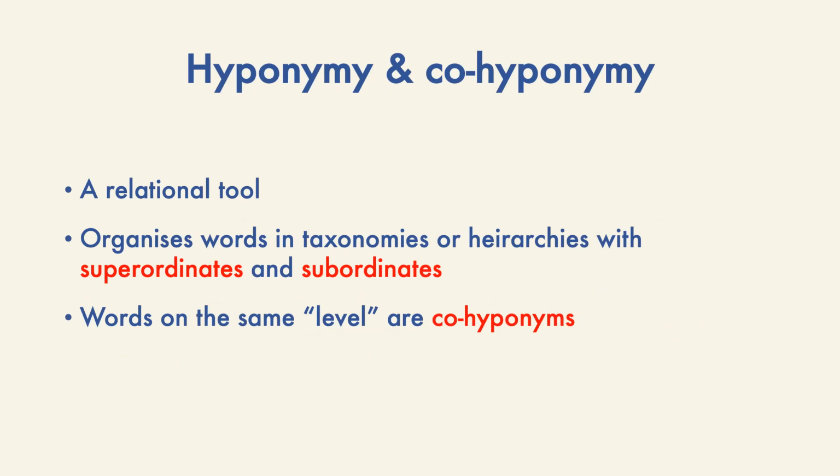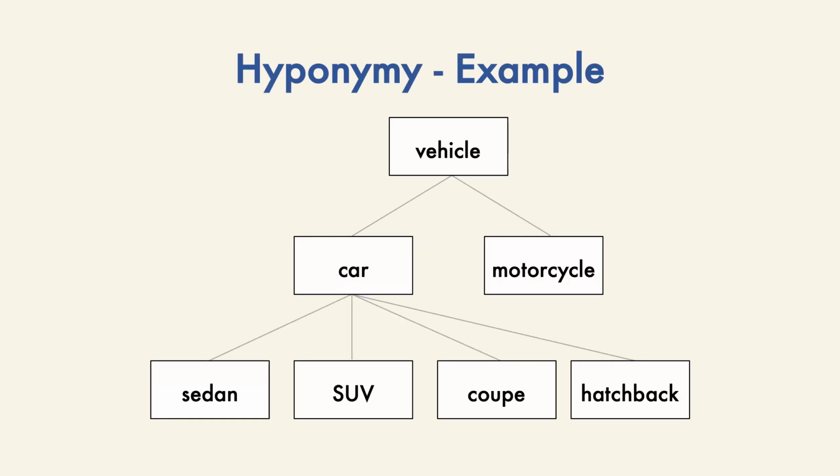co-hyponymy are relational tools. So these talk about how things are categorized, how they're related to each other. So with hyponymy, we generally talk about hierarchies with general categories at the top, and then types of those subcategories below. So we have a superordinate at the top, the general category, and then subcategories with words on the same level being co-hyponyms. So an example of this might be the superordinate might be vehicle.